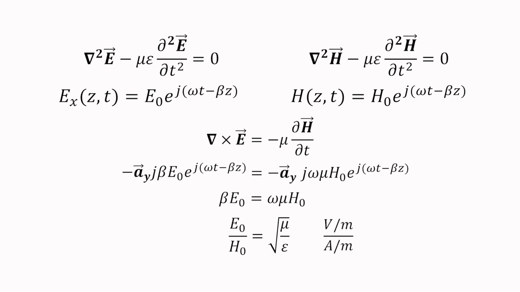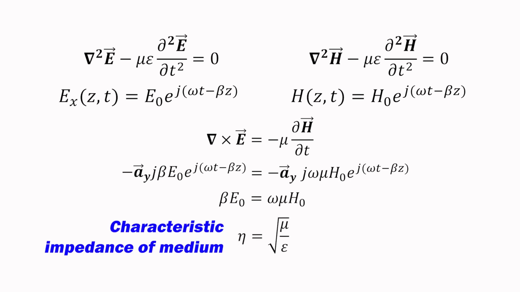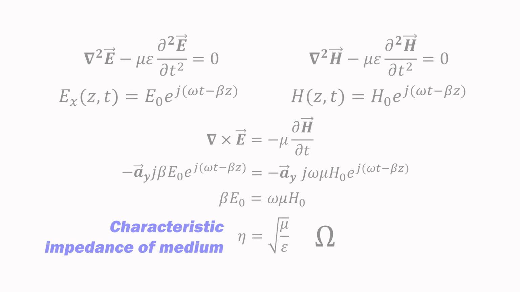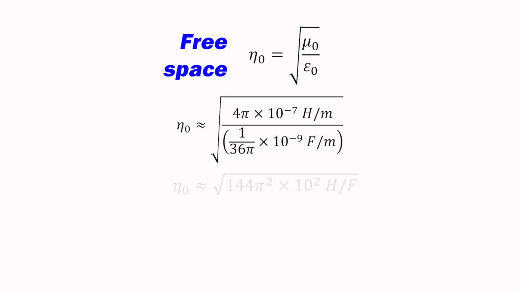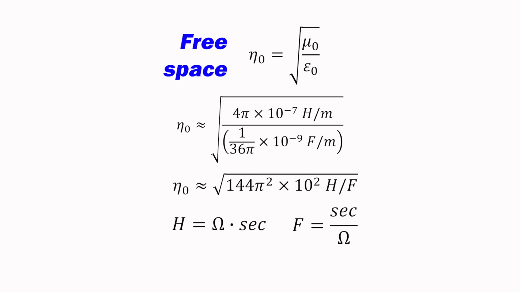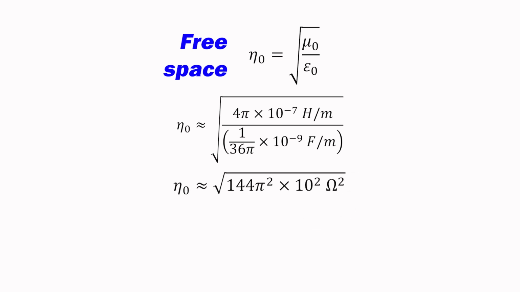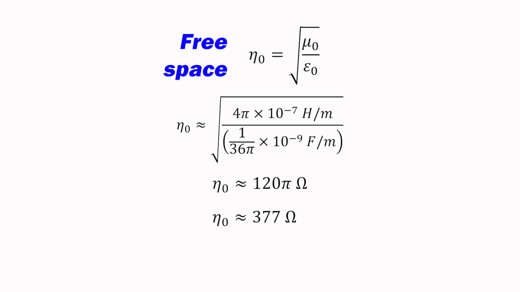Given that electric field is in units of volts per meter, and magnetic field is in units of amperes per meter, this is defined as the characteristic impedance of the medium, designated by the Greek letter eta, in units of ohms. In free space, this equals the square root of mu naught over epsilon naught. From our earlier discussion about units, we see that a henry per farad is equivalent to an ohm squared. Thus, the characteristic impedance of free space is approximately equal to 120 pi ohms, or approximately 377 ohms. These are a couple more numbers worth committing to memory because you'll see them again.